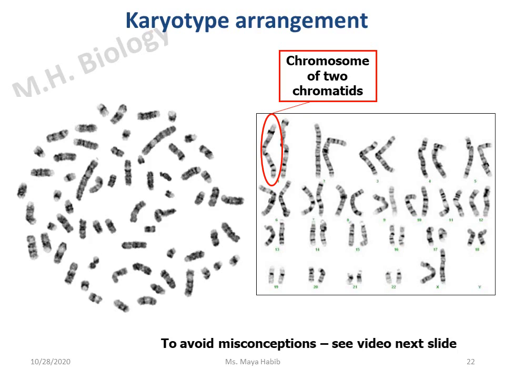This is another figure showing chromosome arrangement, and I want you to know that sometimes the chromosome aspect is not clearly seen. For example, look at this chromosome. It is formed of two chromatids, but the chromatids are not well seen. To avoid any misconception, you have to know that the chromosomes in a karyotype are always condensed and formed of two chromatids because the chromosomes are observed during metaphase. See this video.